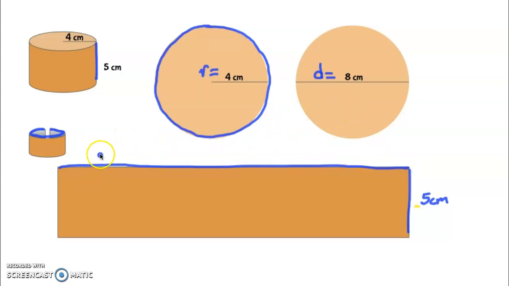So let's remember, how do we find the circumference? Well, C equals pi d, or pi times diameter. So then our diameter is 8. So we'll use 3.14 for this one. So 3.14 times 8 gives us 25.12. So now we've got the width of our rectangle as well as the length.